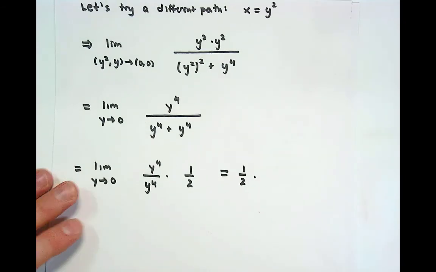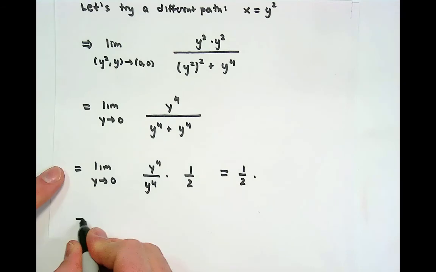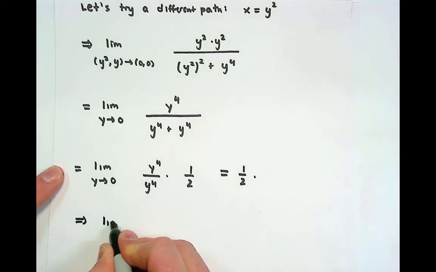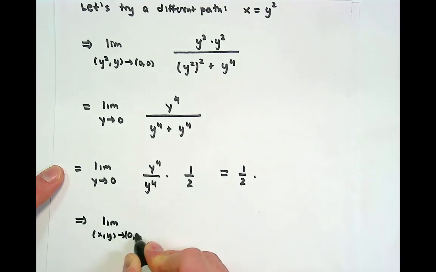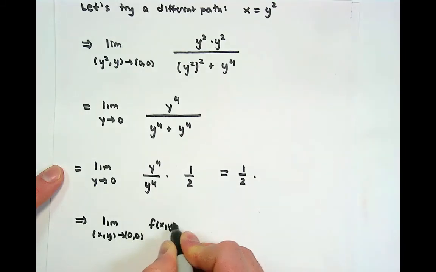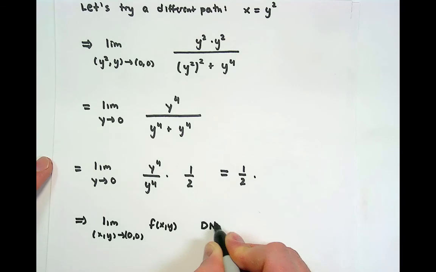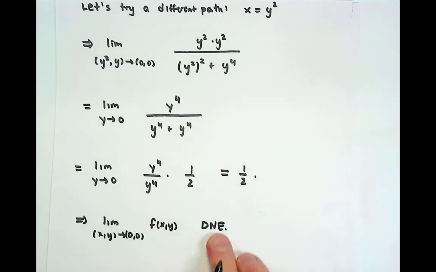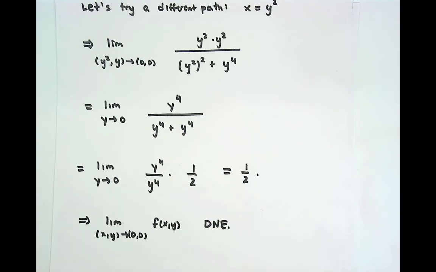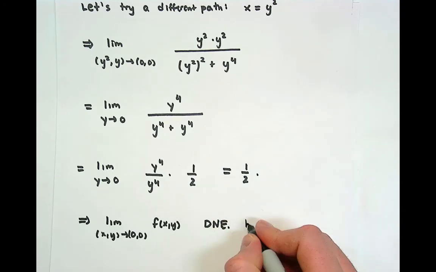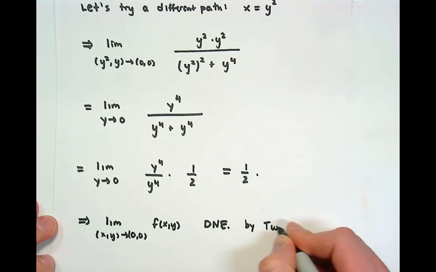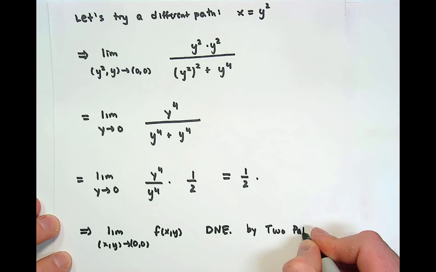Well, we've just determined that the function that we started with has two different values along two different paths, and we can conclude this limit as (x, y) goes to (0, 0) of f of x, y does not exist. And it doesn't exist because of the two-path theorem. It's actually a two-path test, it's not a theorem.